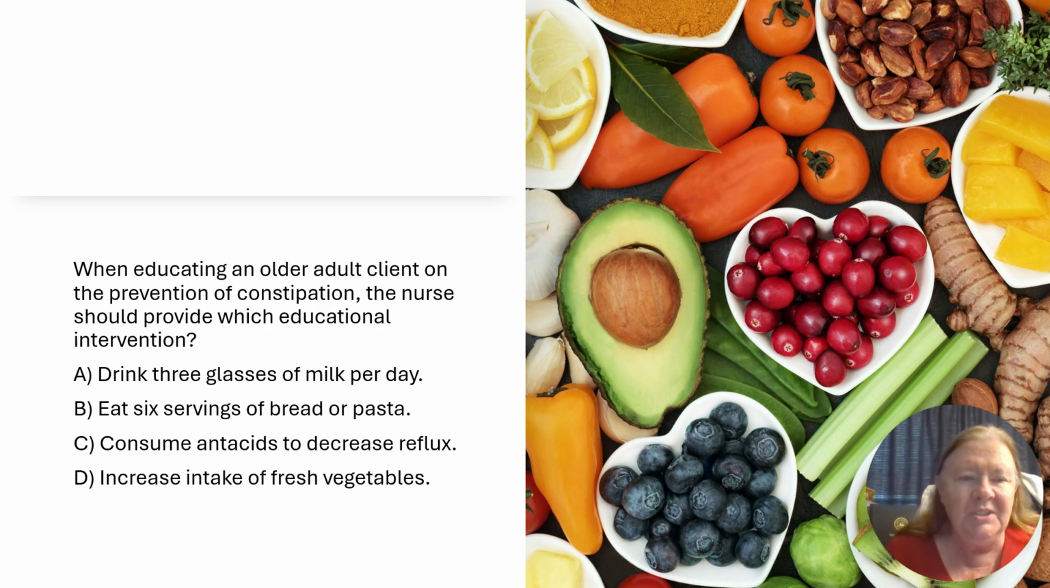Okay, so let's look at these other answer choices. Letter A, drink 3 glasses of milk per day. No, milk products are not going to help prevent constipation. Letter B, eat 6 servings of bread or pasta. Again, bread or pasta is not going to help prevent constipation. And letter C, consuming antacids, also not going to prevent, has nothing to do with constipation. Okay, let's look at the next one.